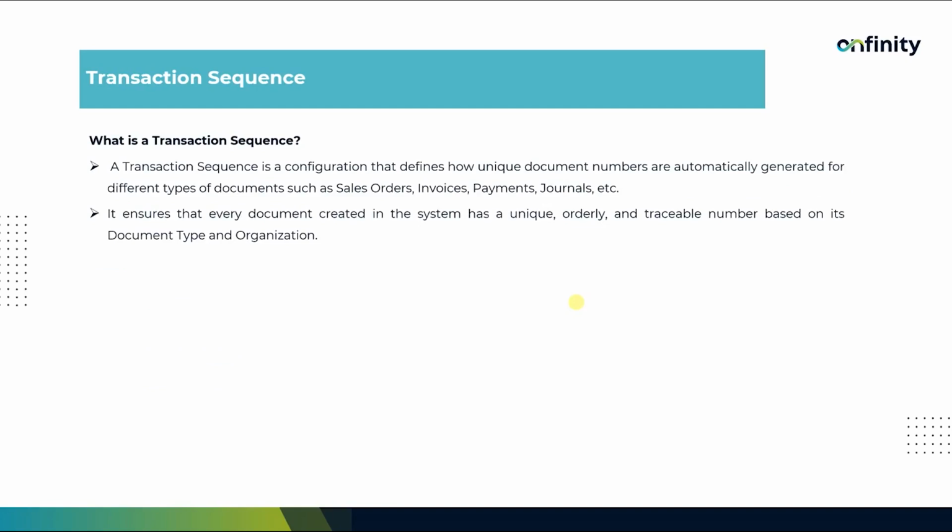Now let's understand what a transaction sequence is. A transaction sequence is a configuration that defines how unique document numbers are automatically generated for different types of documents, such as sales orders, invoices, payments, and journals. It ensures that every document created in the system has a unique, orderly, and traceable number based on its document type and organization. Let's move into the system and see how to configure the document type.